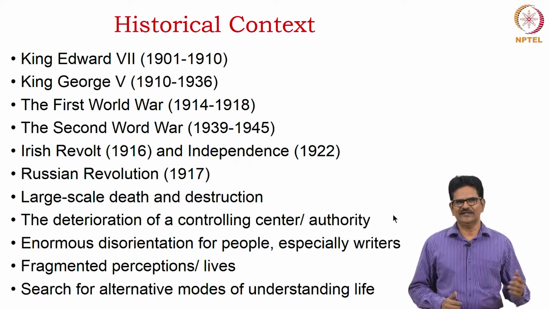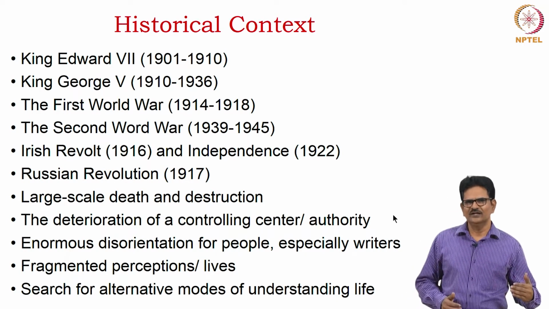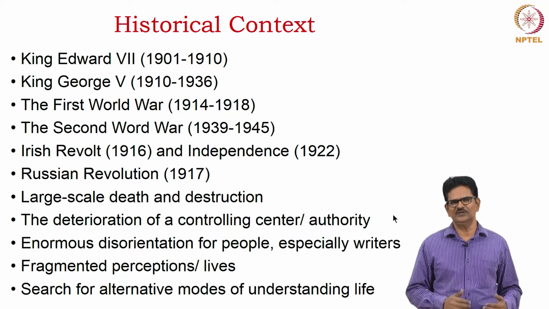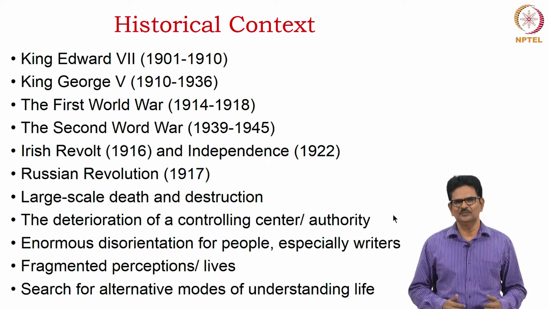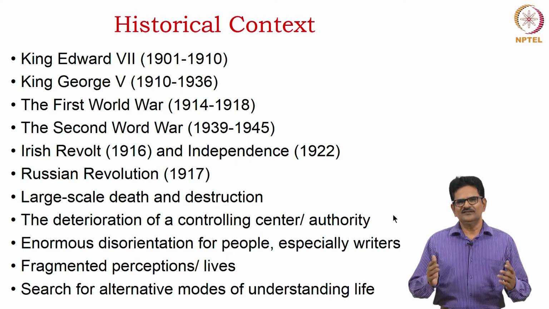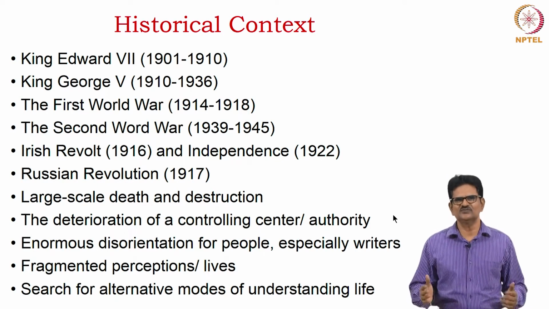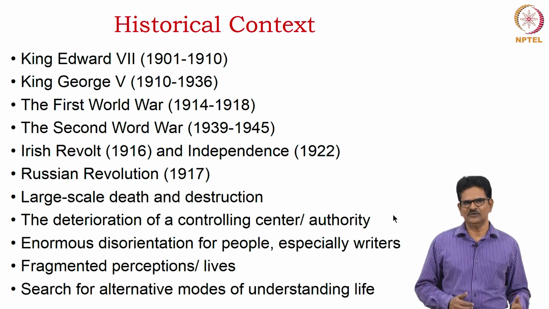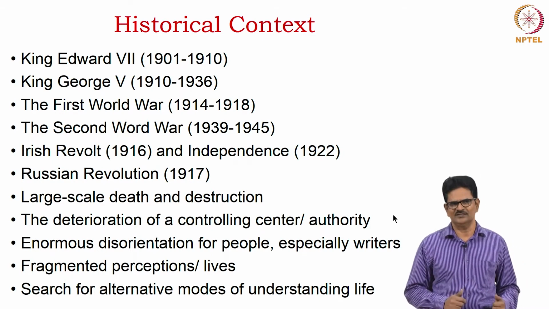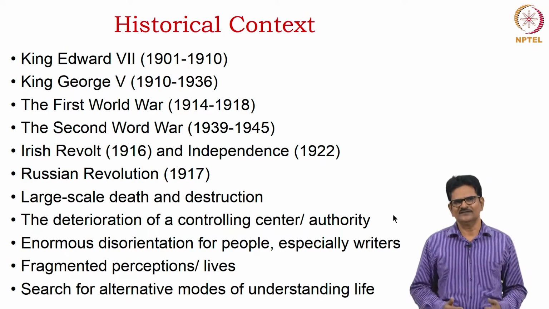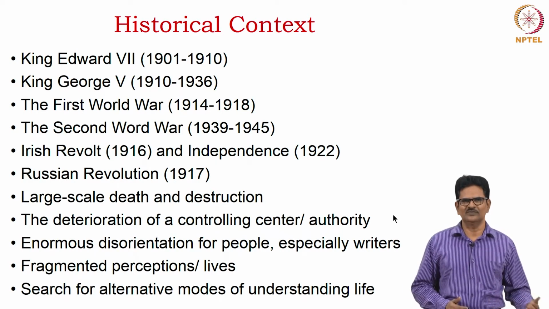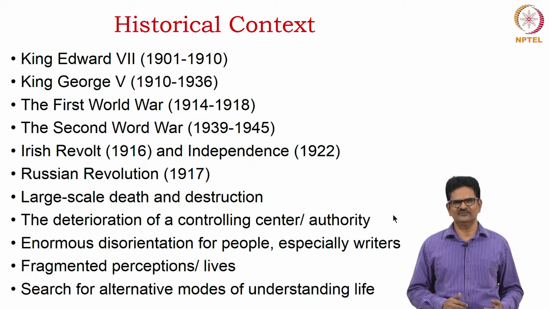When we pay attention to the historical context, we find that two monarchs ruled the early part of the 20th century, King Edward VII and King George V. So, we have the Edwardian period and the Georgian period in terms of literary periodization. But the decisive event of the early 20th century is the First World War between 1914 and 1918. Later on we have the Second World War as well, from 1939 to 1945.